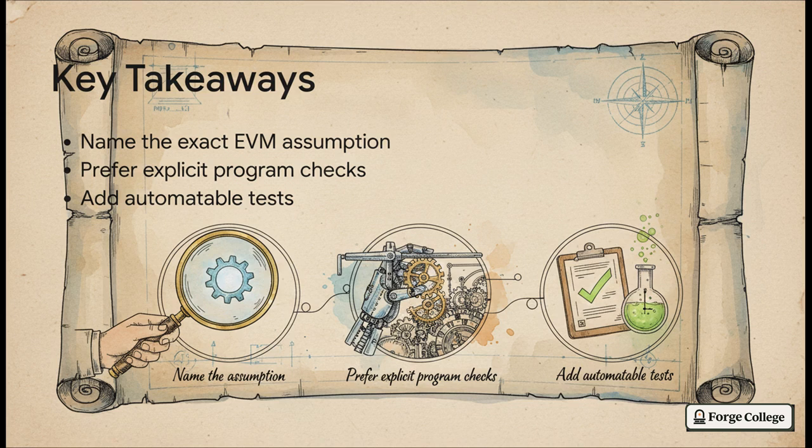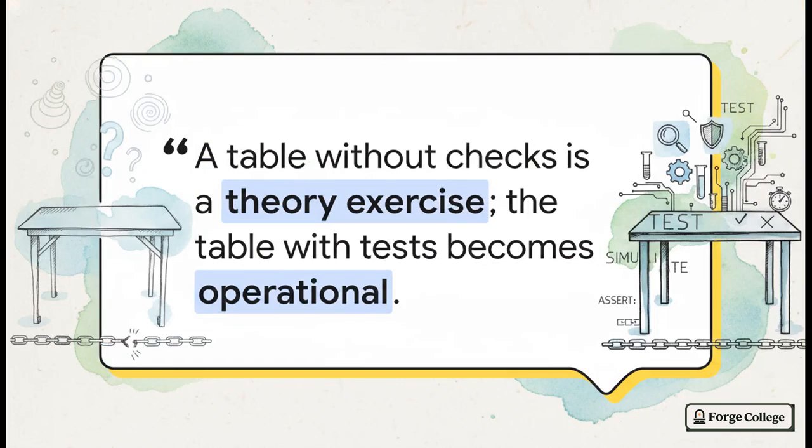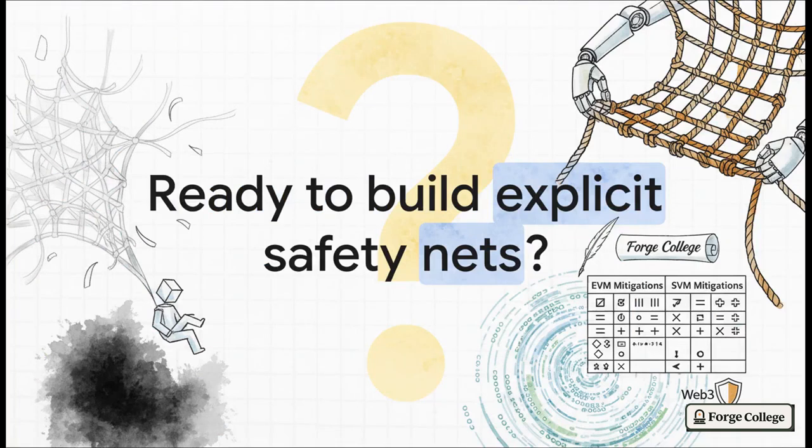And third, accompany every single adaptation with an automatable verification check, whether that's a unit test, an integration test, or a static linter assertion. I want to leave you with this core engineering philosophy to really chew on. A table without checks is a theory exercise. The table with tests becomes operational. Seriously, if your verification column doesn't have active verbs like test, assert, or simulate, you need to go back and fix it. Which leads us to our final, provocative question for the day.